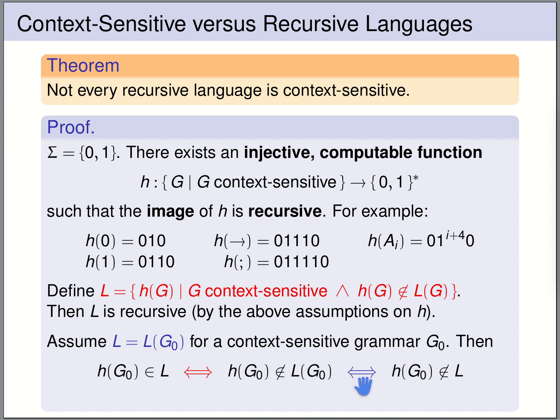And this is equivalent to, by this equality, here we assume that L is equal to the language of G0, so we can simply replace the language of G0 by L. So this is equivalent to the code of G0 not being in the language L. But now we have a contradiction, because we have that the code of G0 is in L if and only if it's not in L. So our assumption must have been wrong. The language cannot be context sensitive.